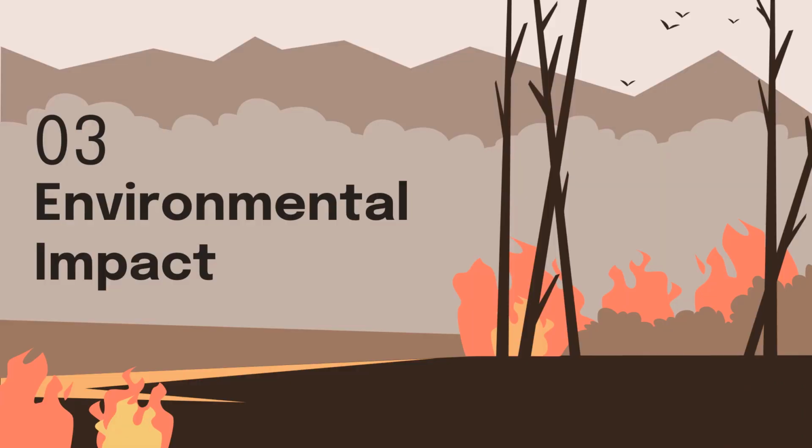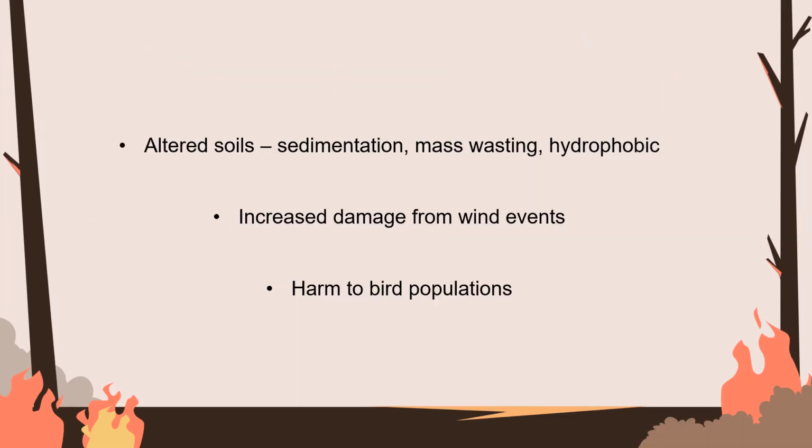Okay, so in this part of the presentation, I will talk about the environmental impact of salvage logging. So I'll just cover a few points here that are in my report. The first point is altered soils. Soils already can become hydrophobic after fire disturbances, so the addition of disturbance from salvage logging can contribute to damage suffered and increase the chances of landslides, washouts, and stunted or minimized growth of returning vegetation.